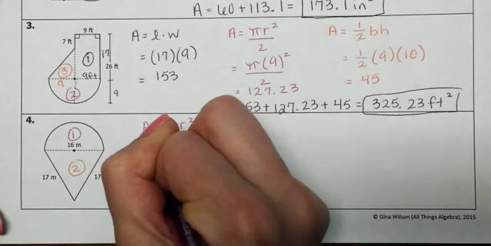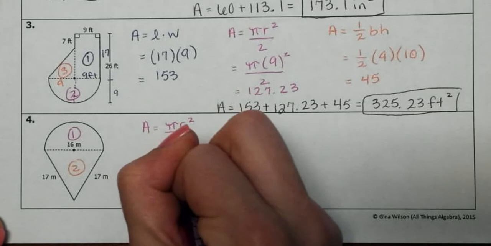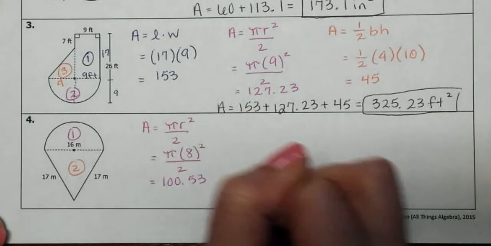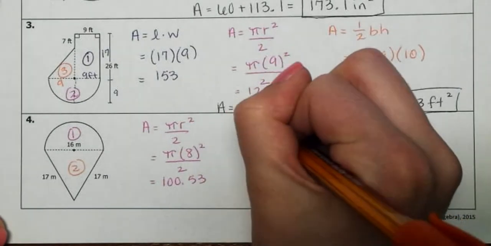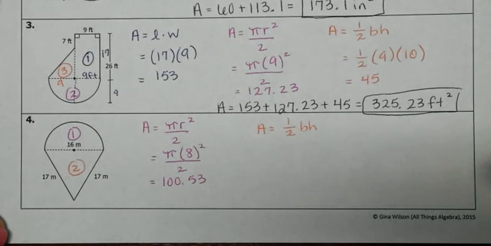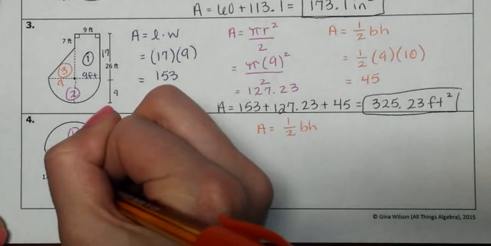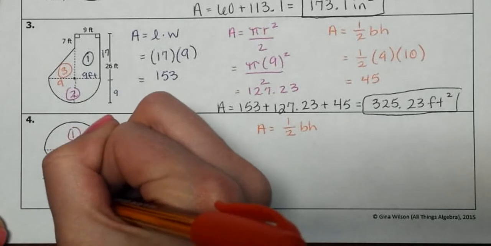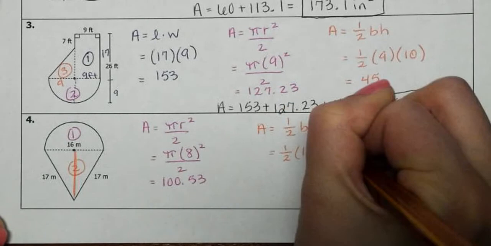So this is going to end up giving me 100.53. Now I've got to find the area of my second figure. It's a triangle, so 1/2 base times height. If I draw my height in from the base all the way to the top, I don't know what it is, but I know my base is 16. I just don't know what my height is yet.